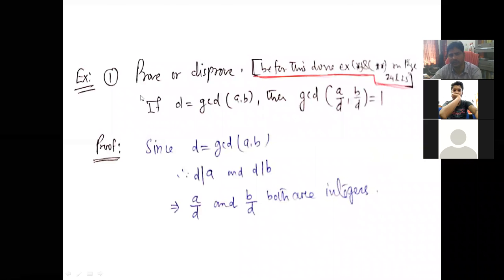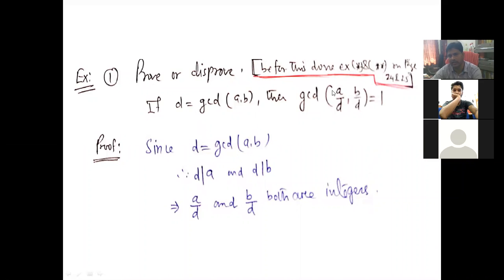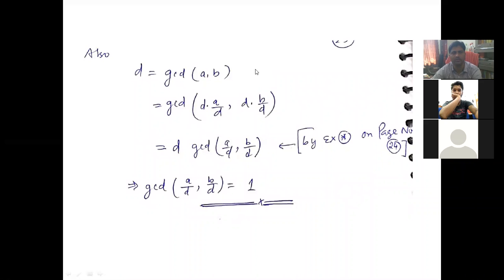Now prove or disprove these things. If d equals GCD of a and b, then GCD of a by d and b by d equals 1. This is a small result based on this star result. Since d equals GCD of a and b, d divides a and d divides b. So a by d and b by d both are integers. Now d equals GCD of d into a by d and d into b by d. These two are integers, so no problem.